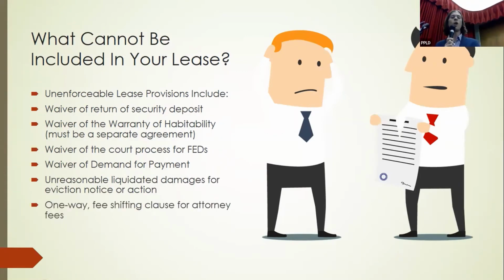There also cannot be a one-way fee-shifting clause for attorney fees. It has to be reciprocal, meaning that the prevailing party in a case is entitled to attorney fees. So if you're a tenant and your landlord tries to evict you and you successfully defend against that eviction, and then you get next month's statement saying, hey, you owe us attorney fees? No, you do not. Any lease clause that would indicate that would potentially violate the law surrounding attorney fees and when they are available in an eviction proceeding.